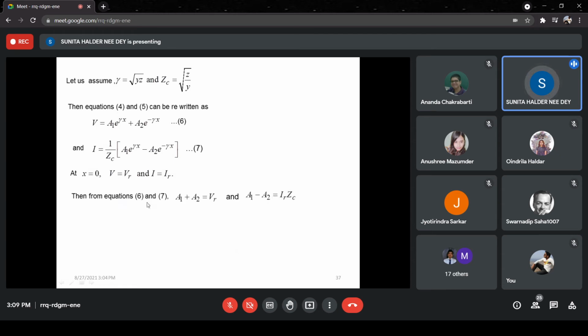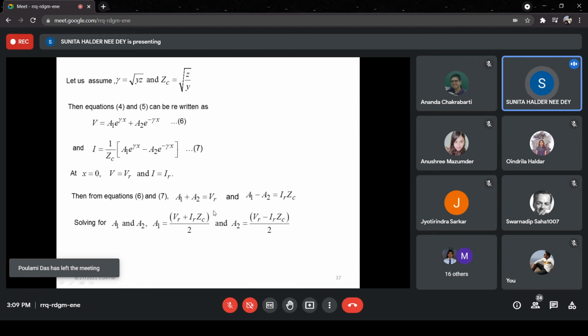Then from equations 6 and 7, we can get A1 plus A2 equal to this, and A1 minus A2 equal to this. If we solve for A1 and A2, we shall get A1 equal to this much, A2 equal to this much. So now all the parameters of equations 6 and 7 are known except x. If we put the value of x, we can find out the RMS value of voltage and current at any distance x from the receiving end of that particular transmission line.